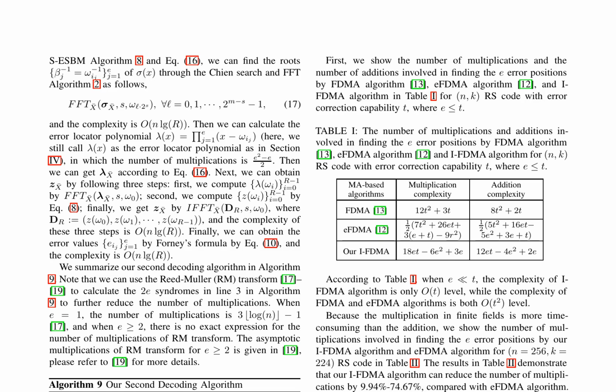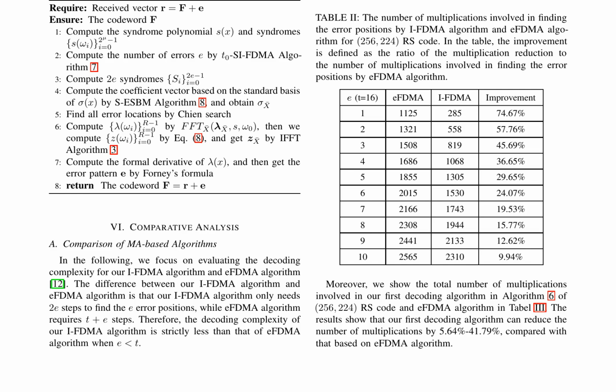The coefficient vector of sigma(x) needs to be transformed into the LCH basis for the LCHFFT algorithm in the second decoding algorithm. The decoding process involves calculating the syndrome polynomial, finding the number of errors, computing the coefficient vector, and then using the Chien search and FFT to find the roots of sigma(x). The complexity of this process is O(N log R).